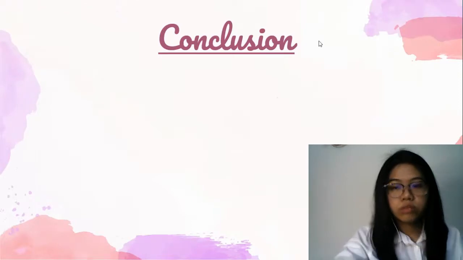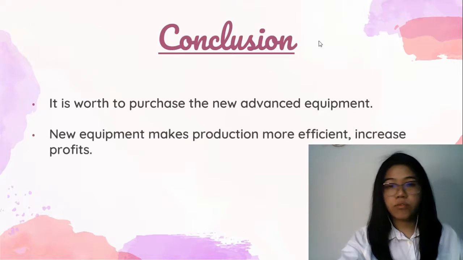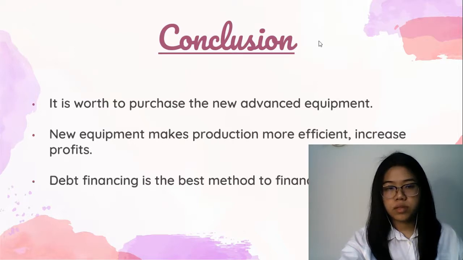So in conclusion, I would suggest that Tulip should invest in the new equipment because it makes the production more efficient, it reduces costs, and also increases the profit of the business. And lastly, I would say that debt financing is the best model to finance new equipment because the owner can have the full ownership of the equipment after paying off all the debt.